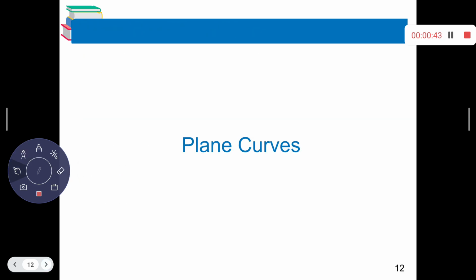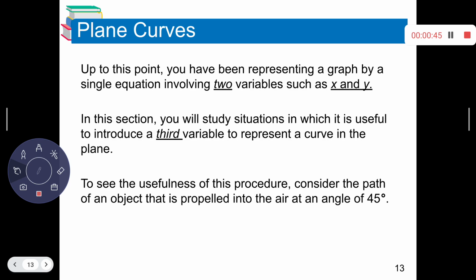Okay, so what these look like and why we need them. It says up to this point you have been representing a graph by a single equation involving 2 variables, an x and a y, right? So you had lots of equations which had x's and y's, all different kinds. And those I can call functions. Most of what we looked at were functions. In 9.1, we looked at circles. Those are also not functions because they fail the vertical line test. So you can think the circles and the parametrics often are not functions.